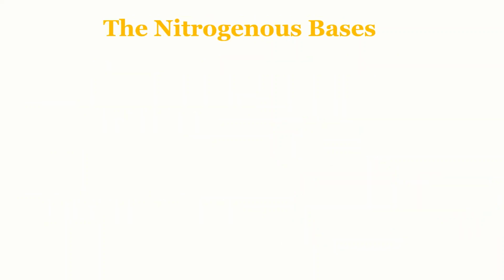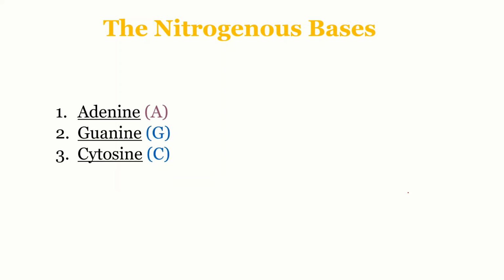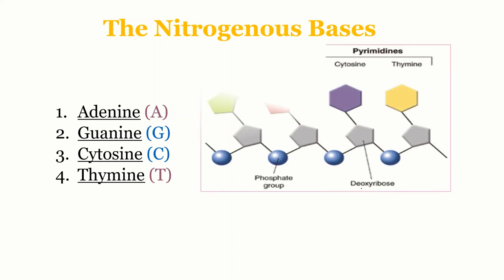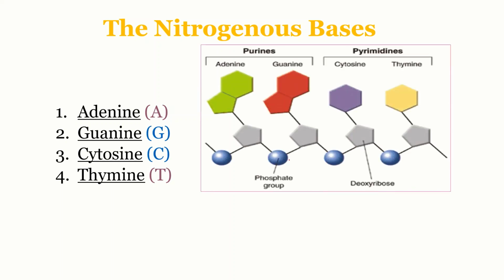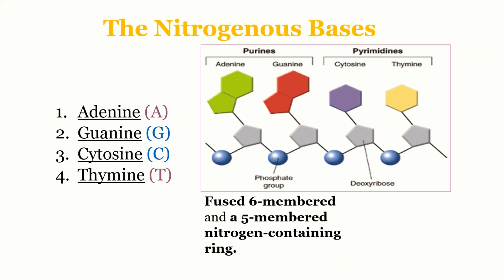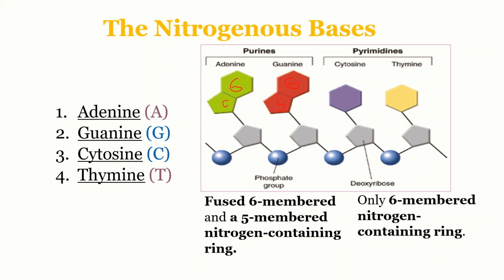Nitrogenous bases in DNA are four: adenine, guanine, cytosine, thymine. And they are in two categories: purines and pyrimidines. Purines have a 6-membered ring fused together with a 5-membered ring. Pyrimidines only have a 6-membered ring.